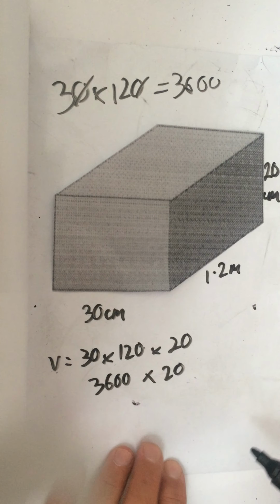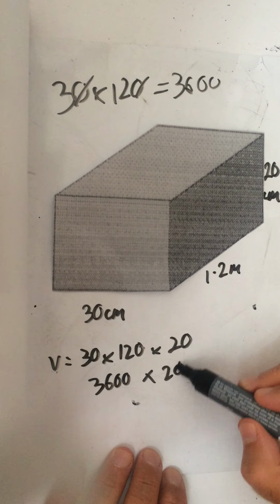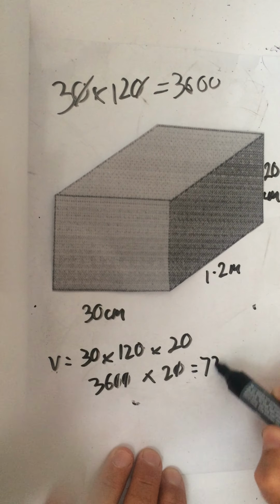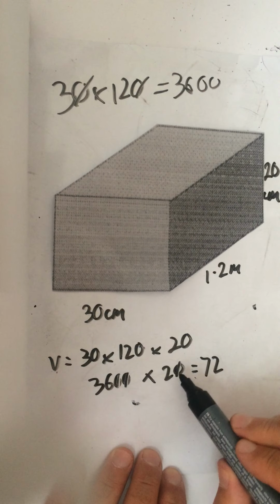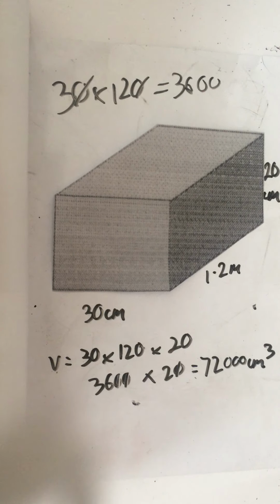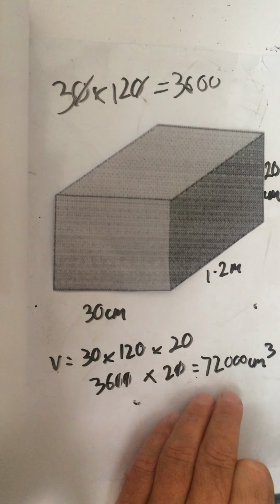I'm going to times that by 20. Again, I'm going to cross those zeros off. 36 times 2 is 72. I've crossed off 3 zeros, so I put those back on. So I got 72,000 centimeters cubed. I'm putting them into the same unit of measurement. These are more the questions you'll find on the extension, so make sure you put them in the same unit of measurement.